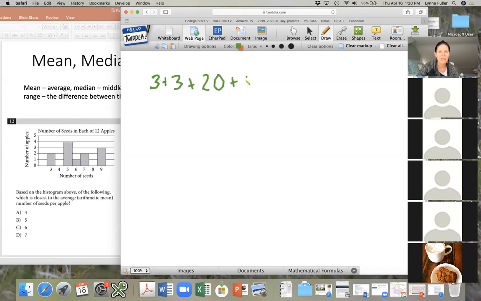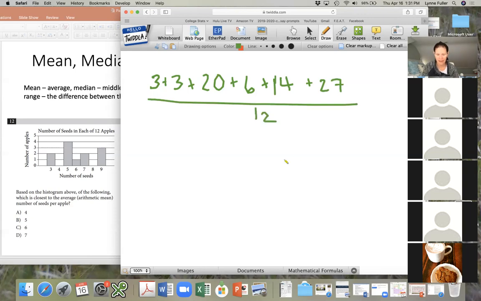We have 1 apple with 6 seeds. We have 2 apples with 7 seeds. We have 3 apples with 9 seeds. So we can add them all up and then divide by the 12 apples, and that will give us the average number of seeds per apple, which is 6.08. So it would be approximately 6 seeds per apple.